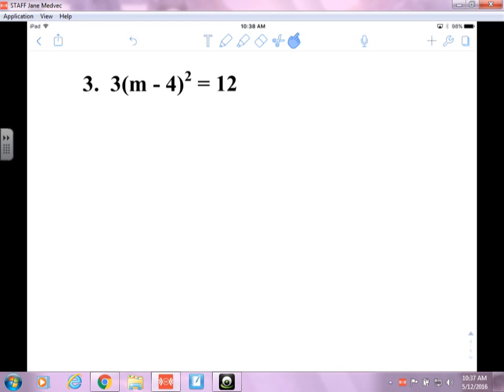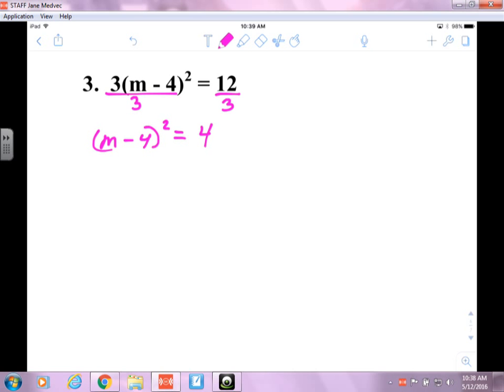What do you think you could do? Okay, a lot of kids say distribute. I'm going to tell you no. Why do you think it would be no? See the exponent? See that little 2 right here as an exponent? That's getting in your way. You cannot distribute when that's there, okay? So I need to get rid of the 3. What's another option that I could do? Divide by 3. Yeah, so I'm going to divide both sides by 3. And I get m minus 4 in parentheses squared equals 4.